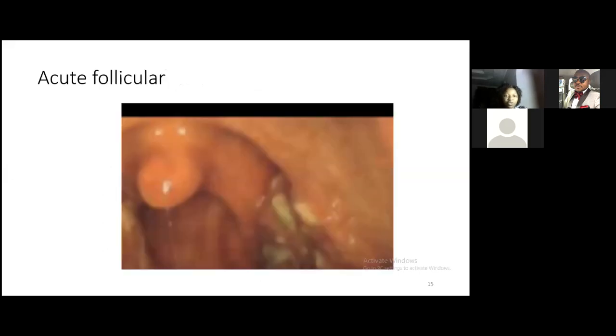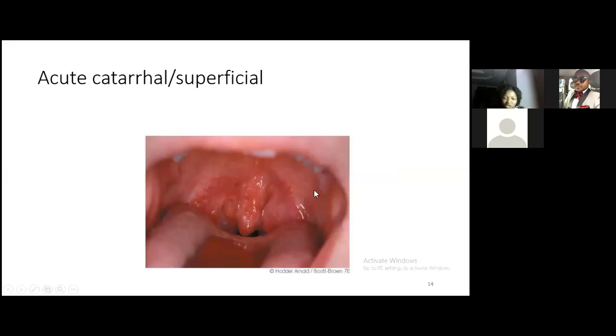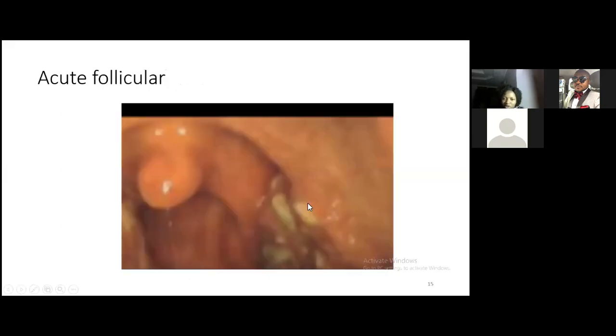Then the acute follicular type of acute tonsillitis. Now, this is associated with some purulent discharge around the crypts. So there's actually an enlargement, and then once you check around these crypts and the fossae here, you could see some exudates.